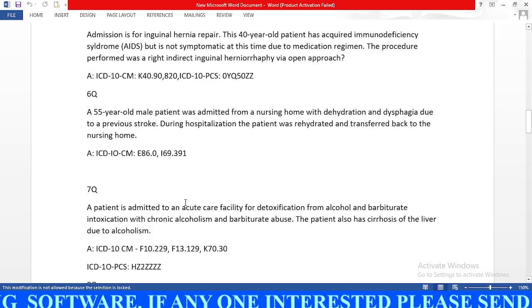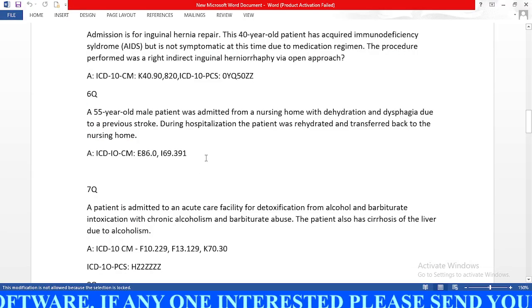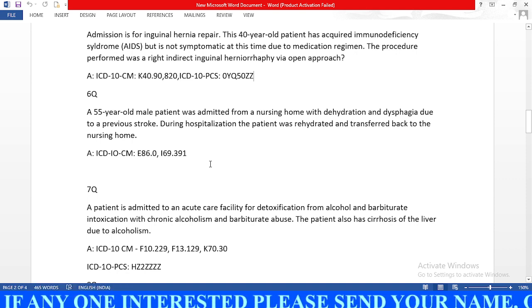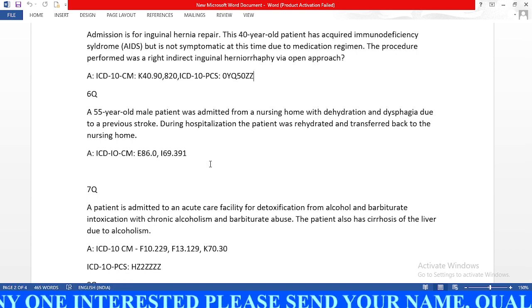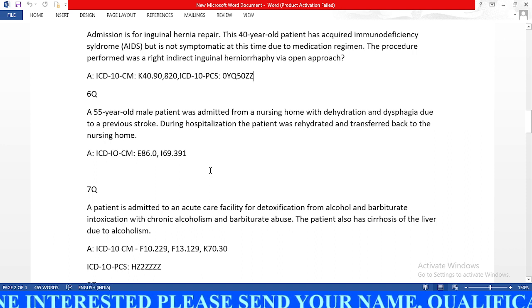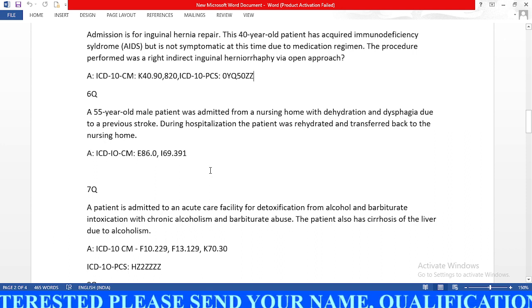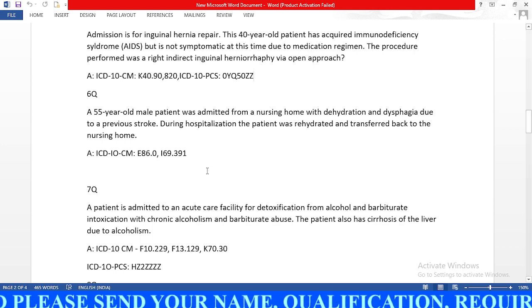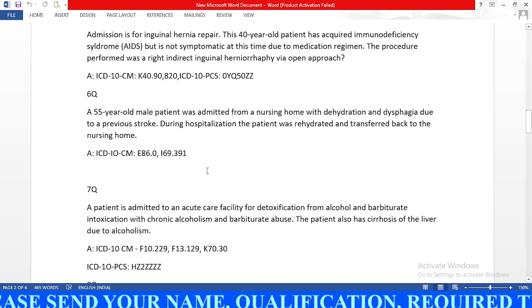So next question. A 55-year-old male patient was admitted from a nursing home with dehydration and dysphagia due to previous stroke. During hospitalization, the patient was rehydrated and transferred back to the nursing home. Which one will you give as the PDX?